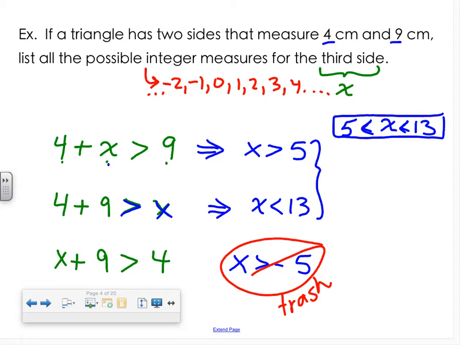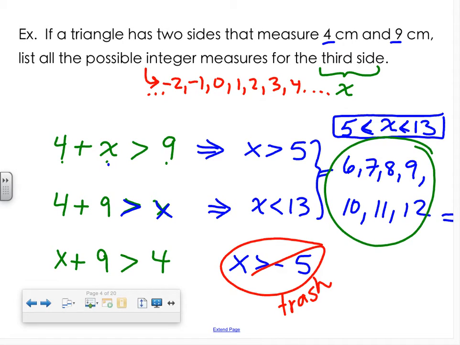So my possible integer measures would be 6, 7, 8, 9, 10, 11, and 12. And notice how I don't include 13 and I don't include 5. And so this is the final answer, these values. So any combination of like 6 and 4 and 9, any two will be greater than the third.